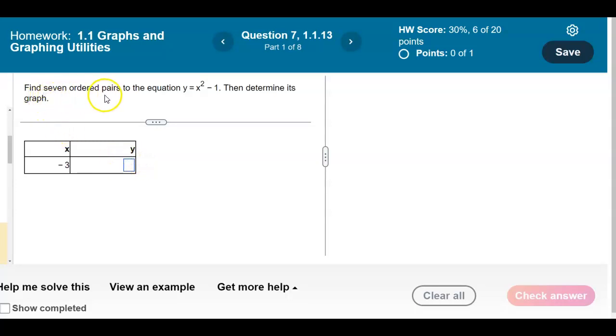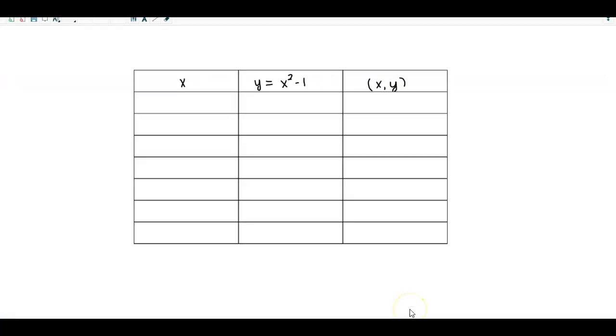Okay, here we want to find the 7 ordered pairs for the equation y equals x squared minus 1, and then we're going to determine its graph. So here's our equation, and then here's the first value. The values that are given for x are the following: -3, -2, -1, 0, 1, 2, and then 3.